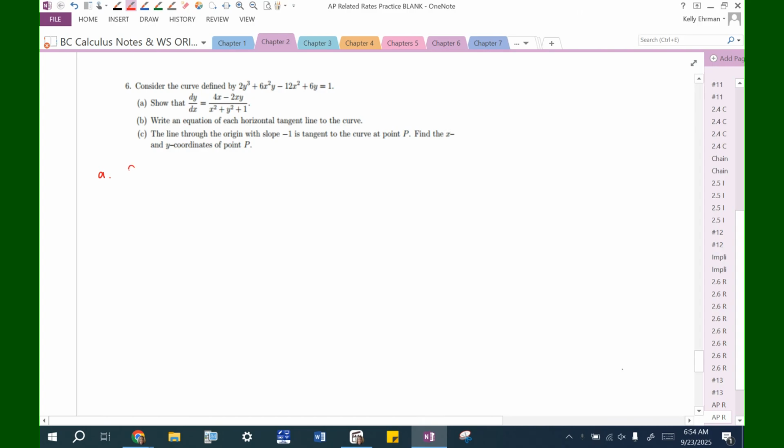That means we have to differentiate with respect to x on both sides. And we will use implicit differentiation because we can't just get this equation to be y equals something. So there will be lots of chain rule happening on this one. Anytime I have a term with y, I need to make sure I chain rule and include a multiplier of dy dx. So the derivative of 2y to the third is 6y squared dy dx.